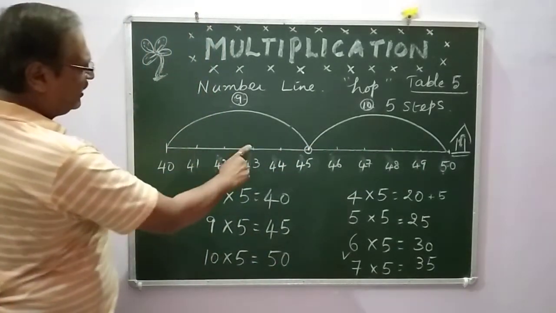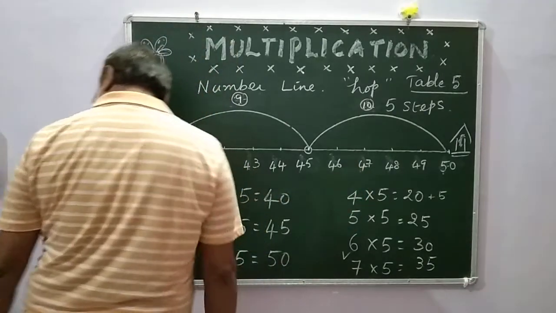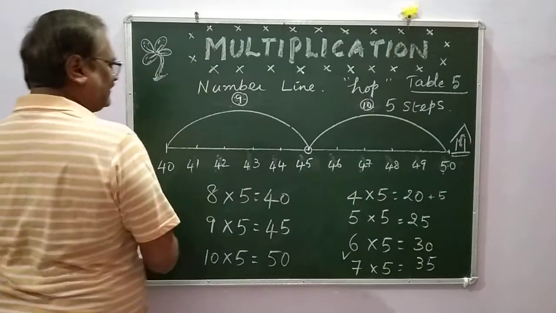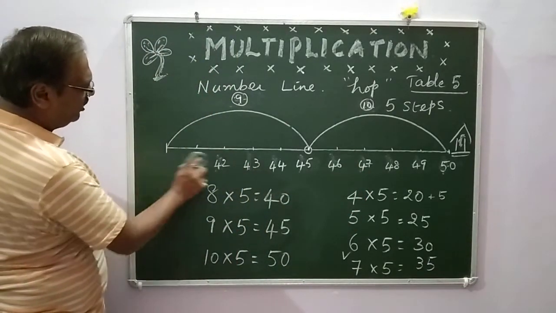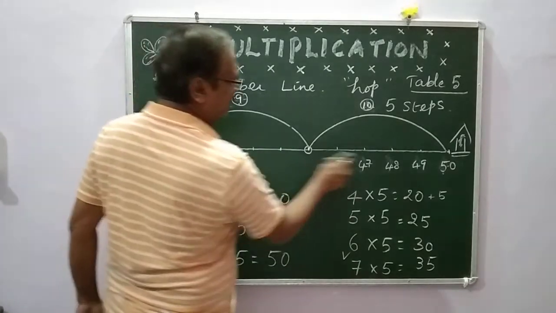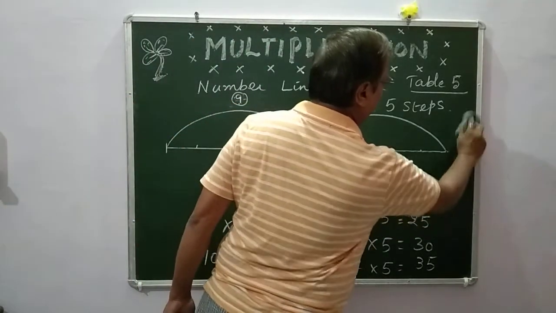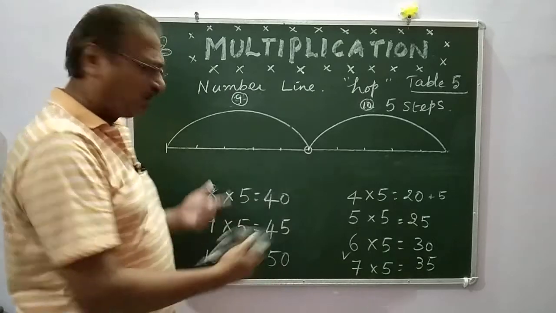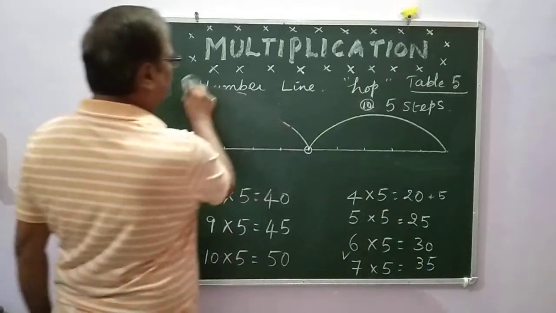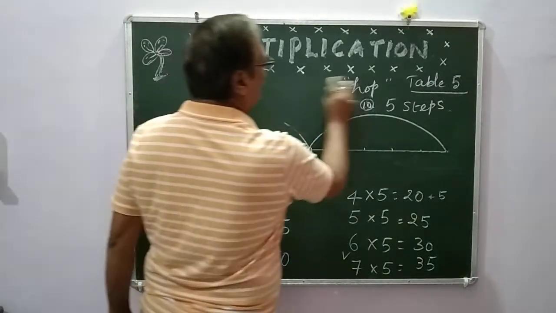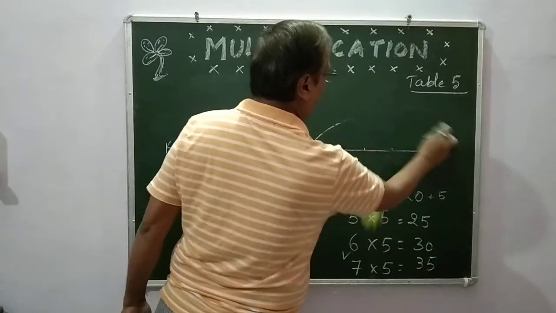So now what happened now? I got the whole table with me. You understand why this line is called a number line? Because numbers are written on that. If I don't write numbers, it's not a number line. It's called only a straight line. Okay, now I'm using that for tape.